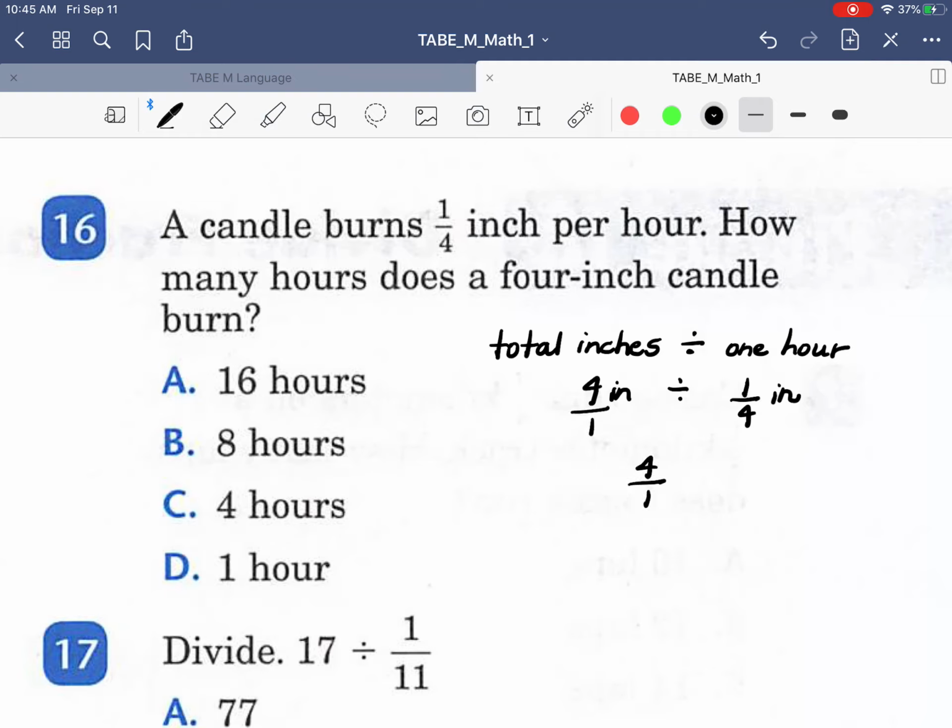4/1 times 4/1 is 16/1, or 16 hours. Answer to number 16 is A.